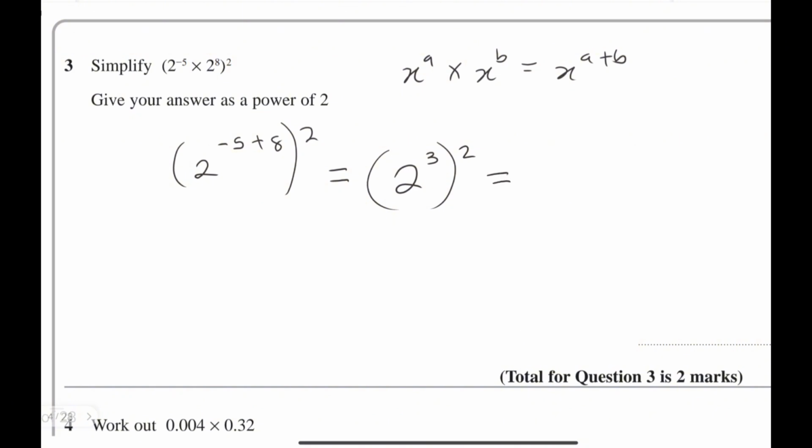According to the law of indices, bracket means times. So x to the power of a in bracket b is x to the power of a times b. That means this will become 2 to the power of 3 times 2, which is 2 to the power of 6. So our answer is 2 to the power of 6.